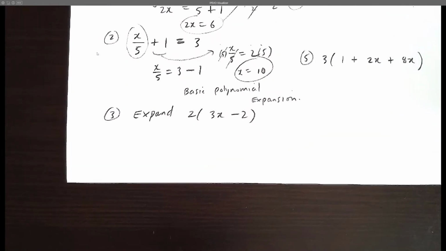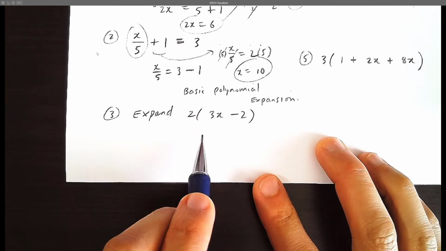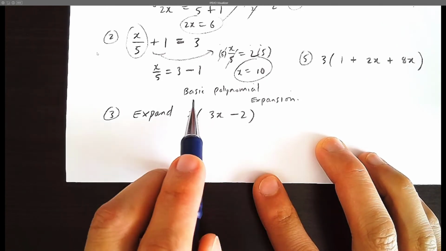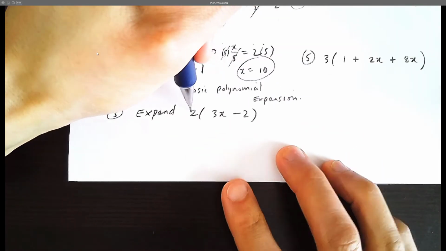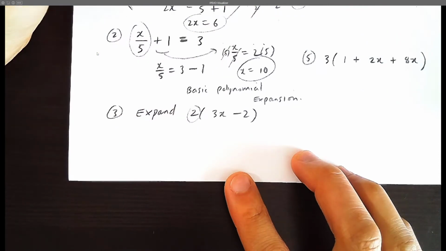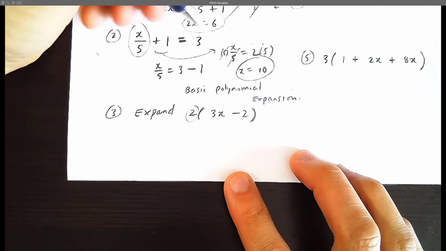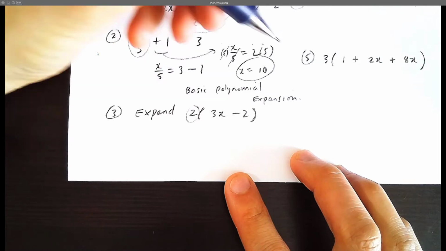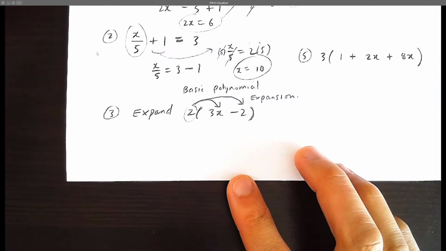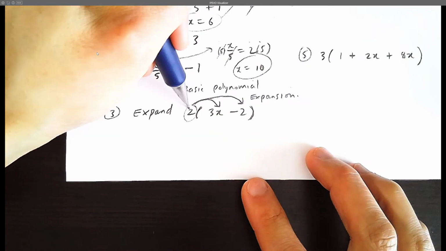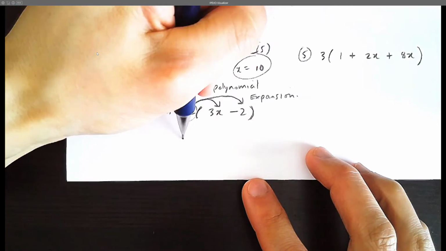Let's try number 3. So now this is just an expression. This is not an equation. There's no equal sign, but we're going to practice some basic polynomial expansion. We have this number 2 here, and we have a bracket. And when you have a number on the side, think of it like feeding the dog and feeding the cat. This is called distribution. What's 2 times 3x?